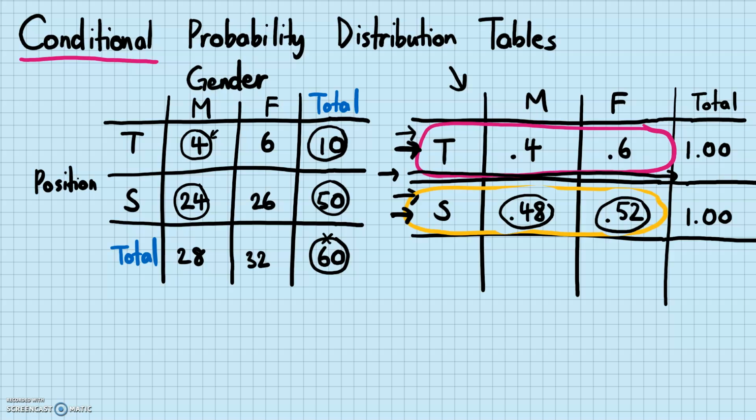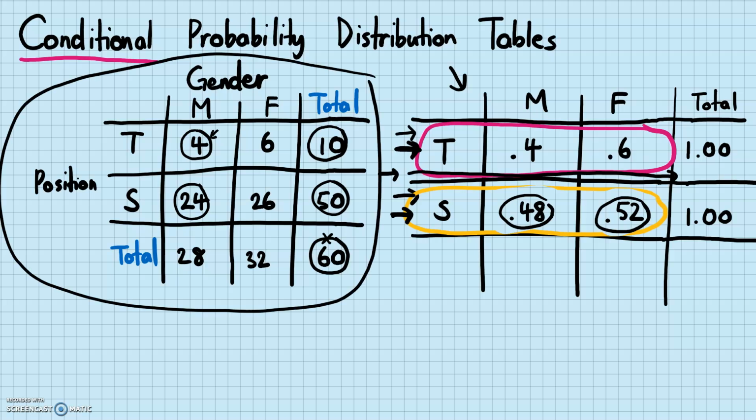Notice this tells us a different kind of information than the probability distribution table that we had before. We are looking at each row separately here. We're looking at the teachers, what percent of teachers are male, what percent are female, and then we're looking at students, what percent of students are male, what percent are female. Now we can do the same thing by looking at the columns instead of the rows. Let me write that down here then.